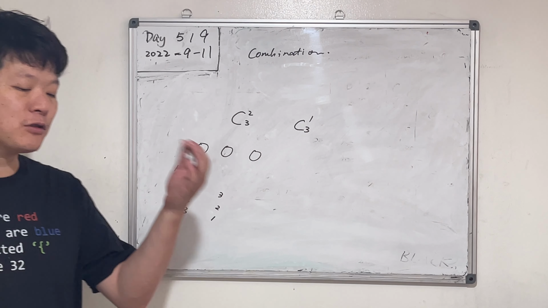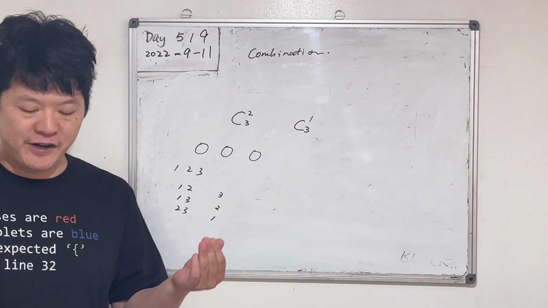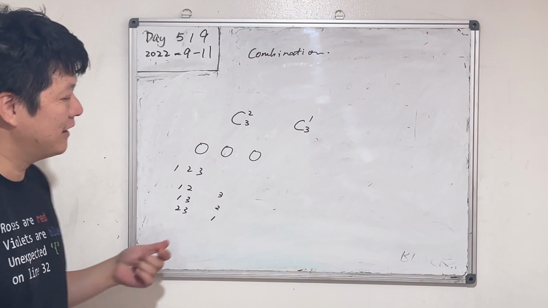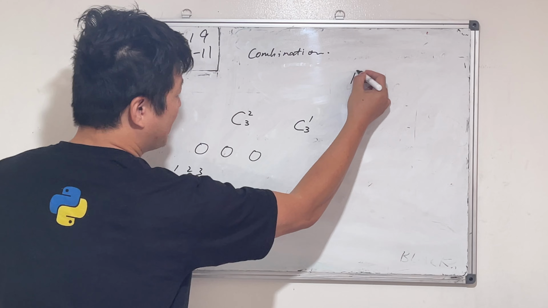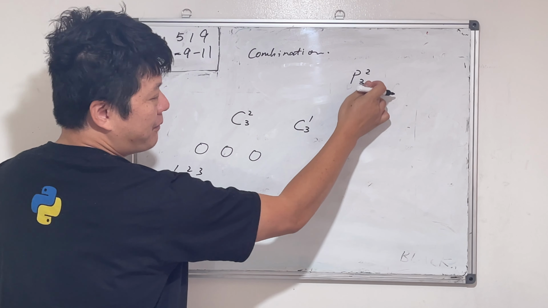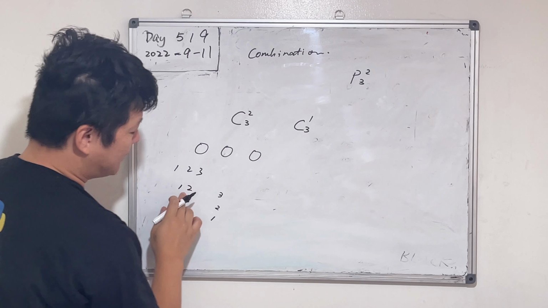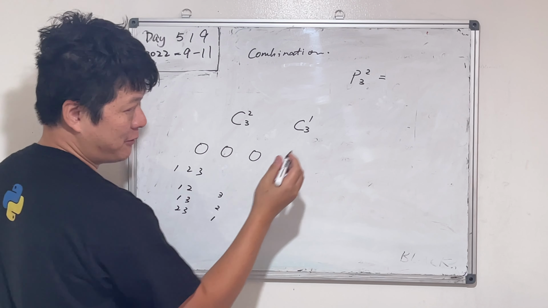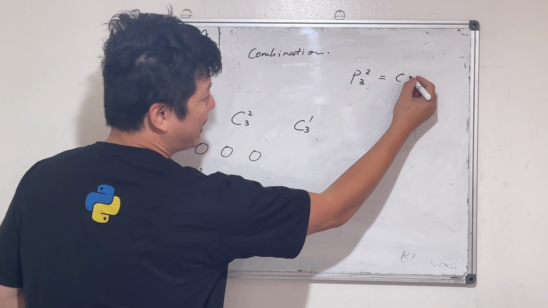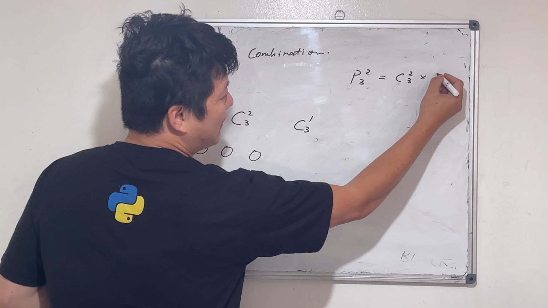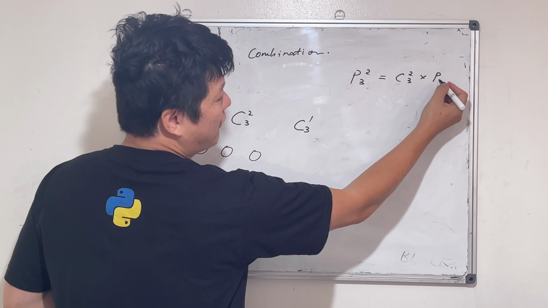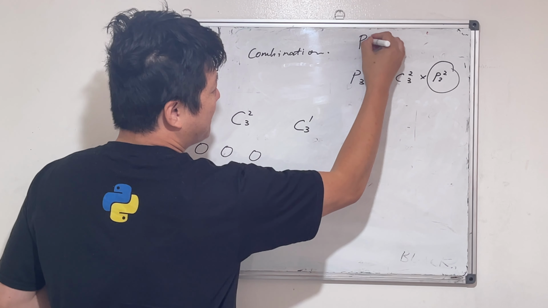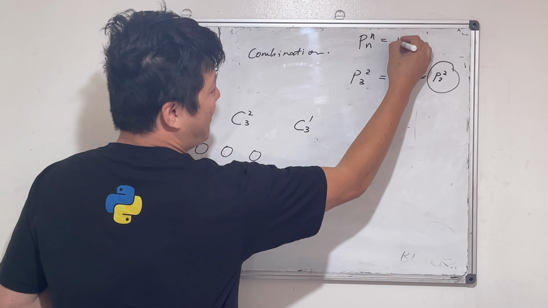But if we want these 2 apples to be different with the sequence, so 1, 2 is different than 2, 1, then all we have to do is use P, permutation. 3 apples, picking 2 apples, but 1, 2 is different than 2, 1. Then we have to times the factorial. First we pick 2 apples out of 3, and then we do the full permutation on 2 apples. And we know full permutation of n is n factorial.